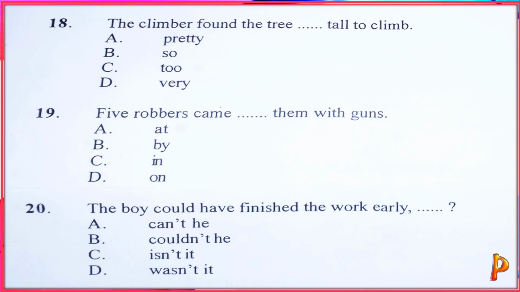Question 19. Five robbers came dash them with guns. A. Came at them with guns. B. Came by them with guns. C. Came in them with guns. D. Came on them with guns. The correct answer to this question is answer space A. Five robbers came at them with guns.